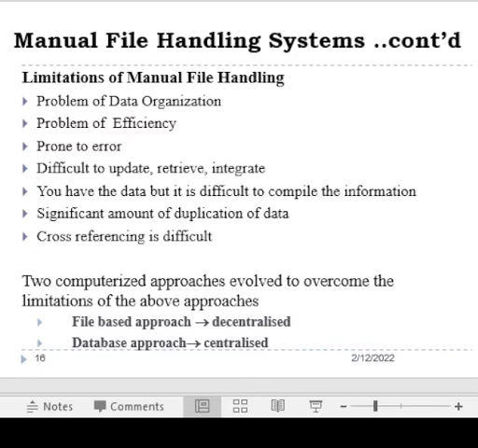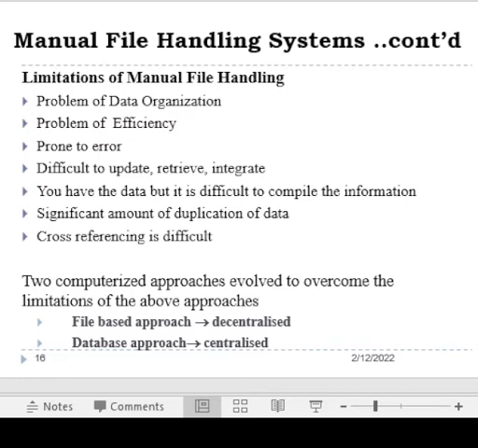When we use a manual file handling system, the first limitation is the problem of data organization. Whenever we store the data in a manual handling system, there is a problem of data organization. For example, when we label the data and put it in the labeled place, we may do it in an unstructured or unorganized way. So there is a problem of data organization.